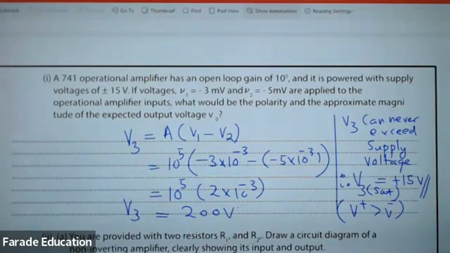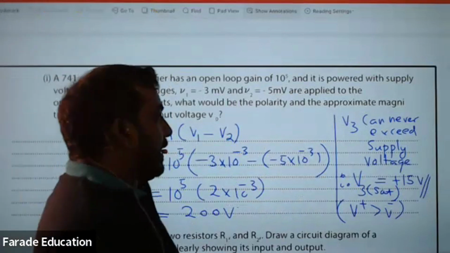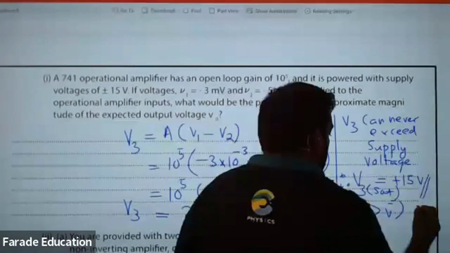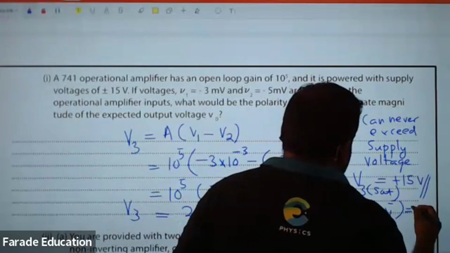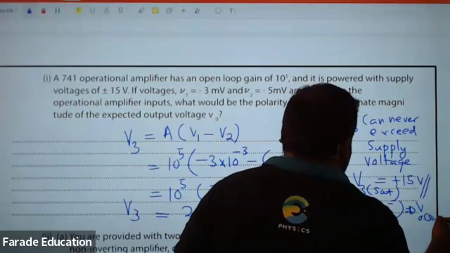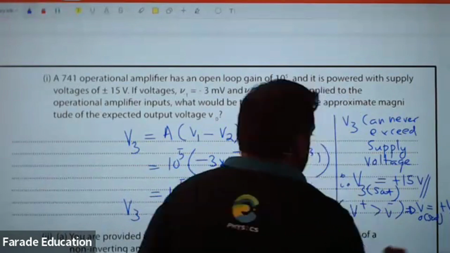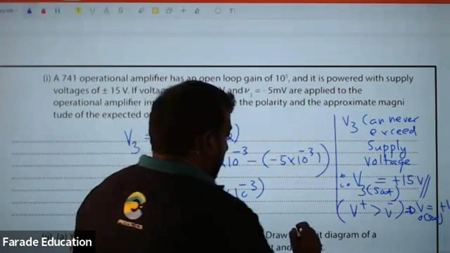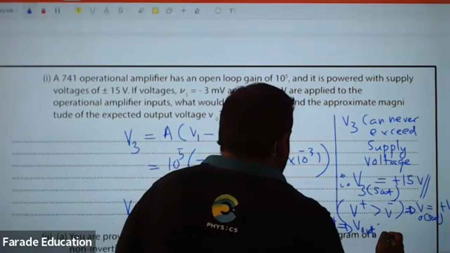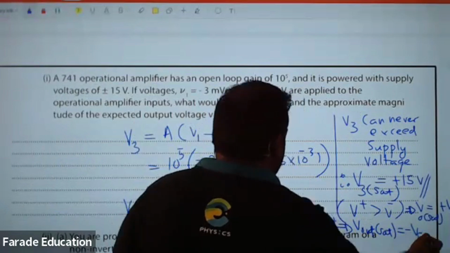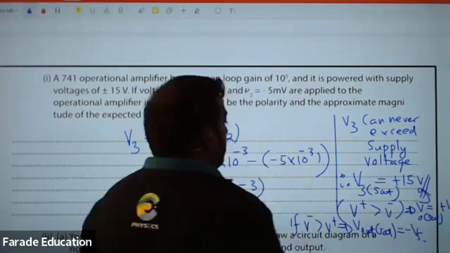Something that you should know here: if V plus is larger than V minus, the output will saturate at the positive supply voltage. And if V minus is larger than V plus, the output will saturate at the negative supply voltage, minus V. So that is what has happened here.